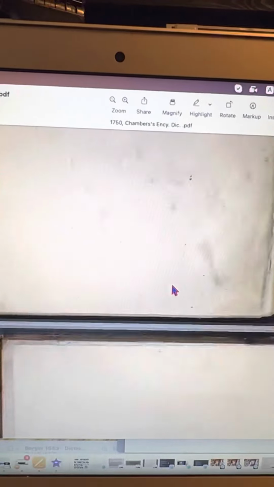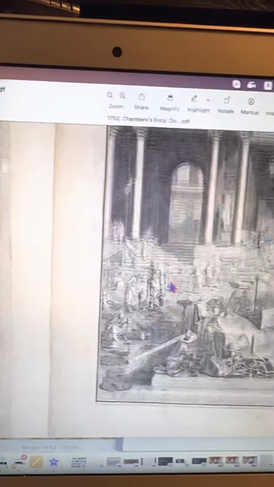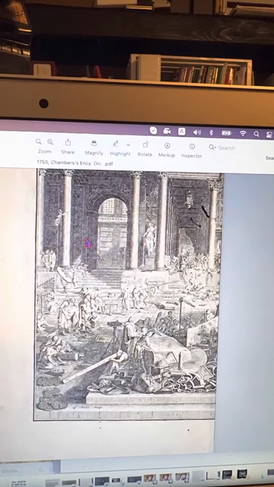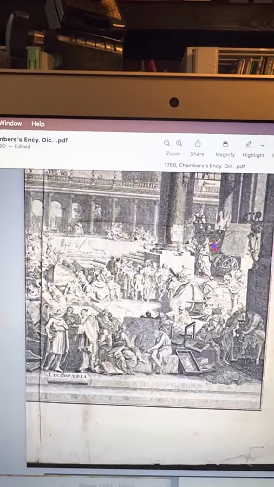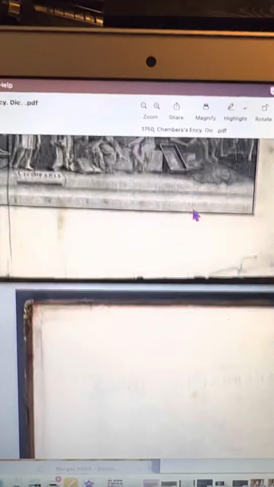It's an old book, like I said, from 1750. They always have these neat pictures in the front. Well, not always, but some of them are pretty cool to look at.